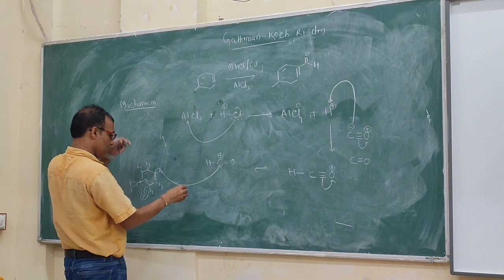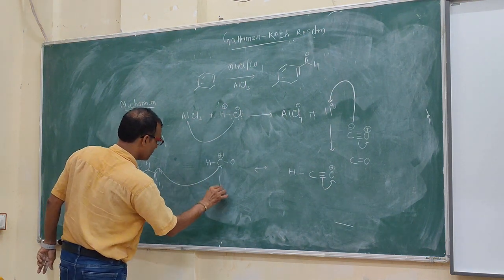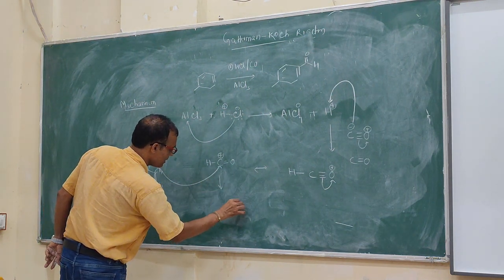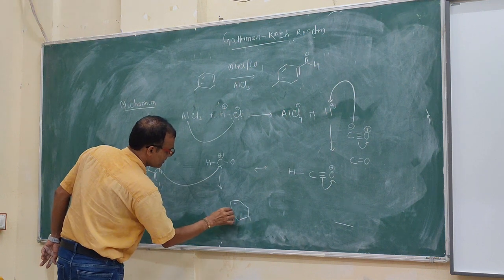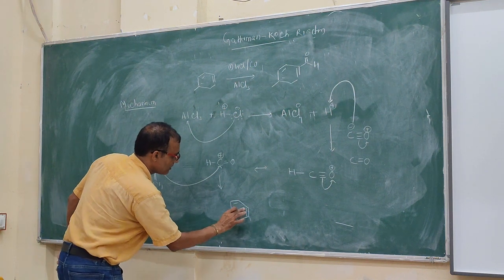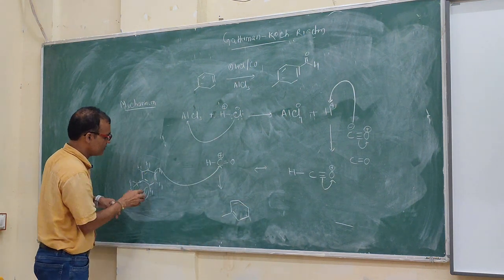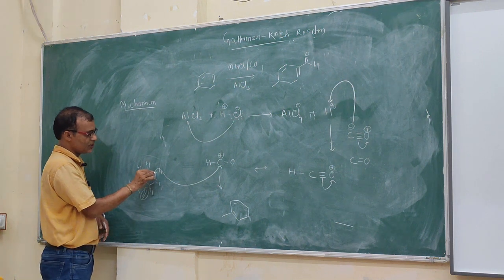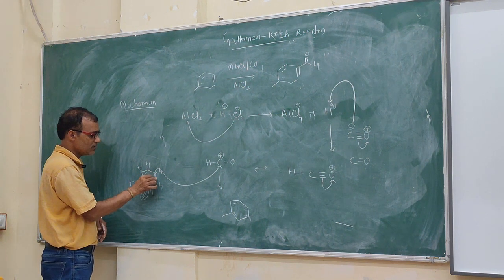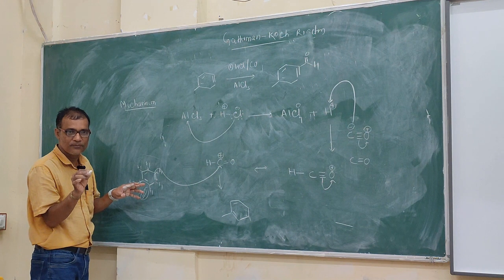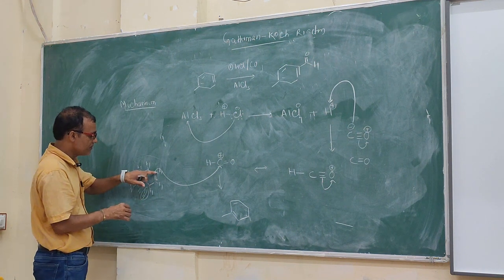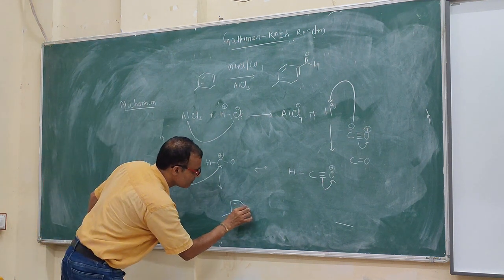Now it goes here. So you get this. This participates. That means if this wants to attack, this should be negative and this should be positive. You understand or not? That means this is negative, so it will be here.